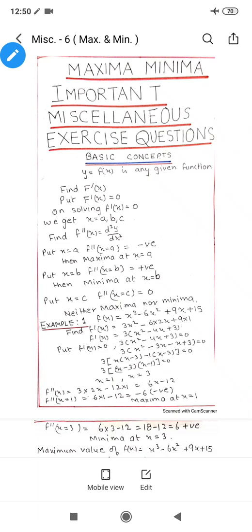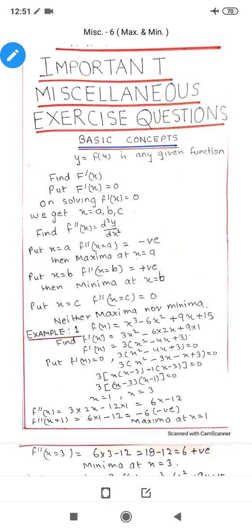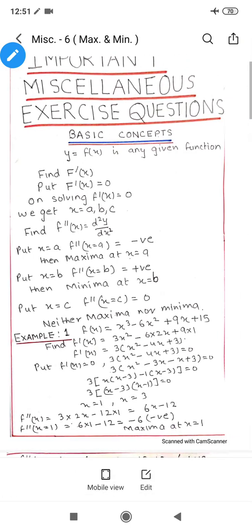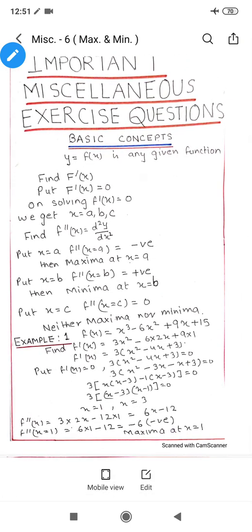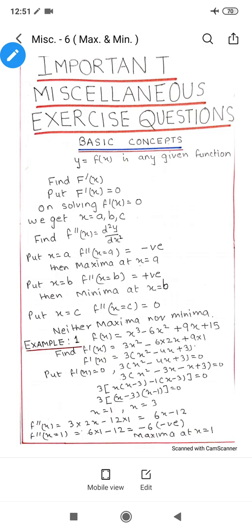Good morning, students. We are starting with maxima, minima, important miscellaneous exercise questions. The basic concepts are like this: y is equal to f(x) is any given function. Find f'(x), put f'(x) equal to 0.